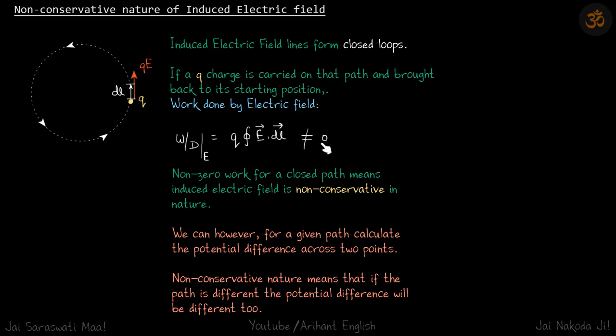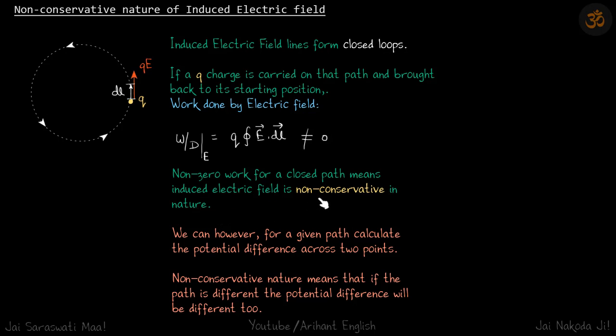Now here you can see that this is not equal to 0. In this particular case it is greater than 0, because on the whole path everywhere dl and E are in the same direction. So dl dot qE is going to be positive for each dl on the entire path. So work done in bringing the charge back to the original position is not 0. So non-zero work for a closed path means induced electric field is non-conservative in nature.